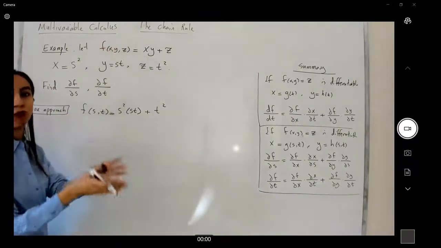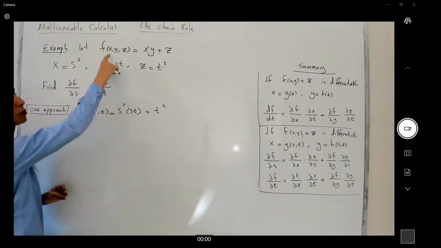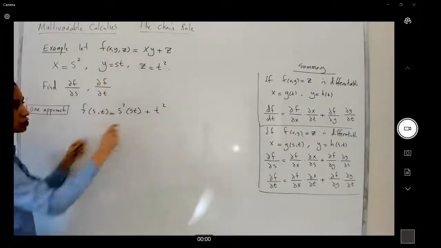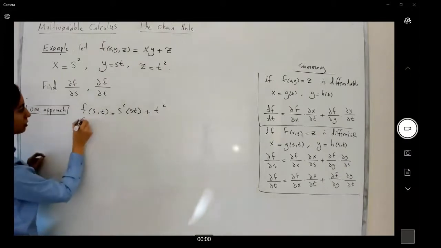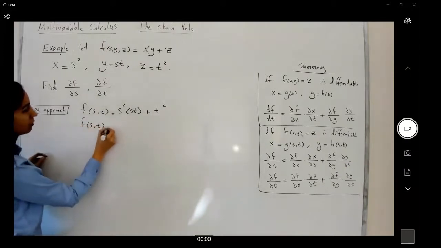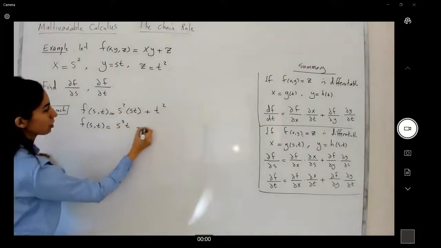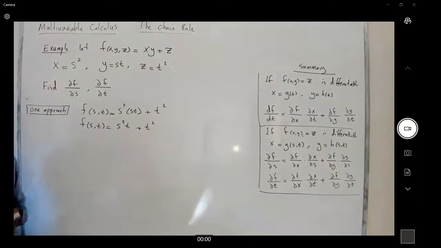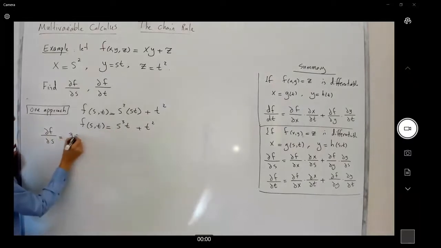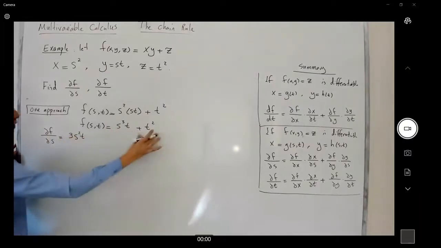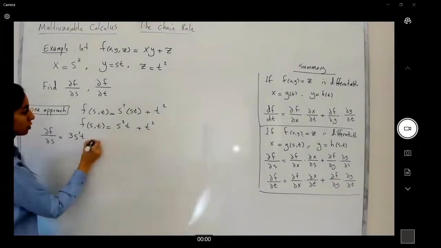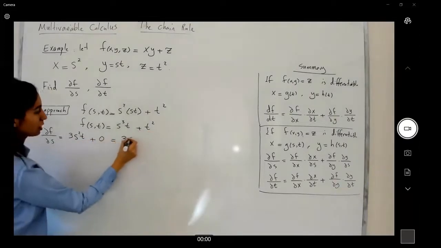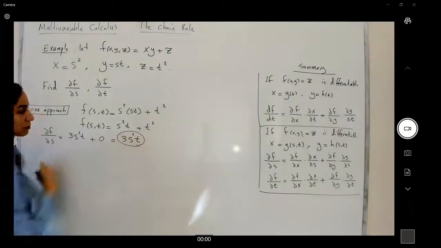I transformed my function from 3 variables into a function in just 2 variables. So I have f of s and t, which is s cubed t plus t squared. Now you can easily take the partial derivatives of this function. The partial derivative of f with respect to s is equal to 3s squared t, and this guy doesn't have any s in it, so it's going to be 0. You get 3s squared times t.